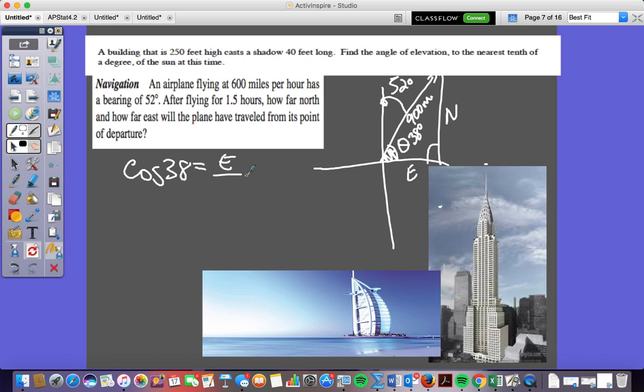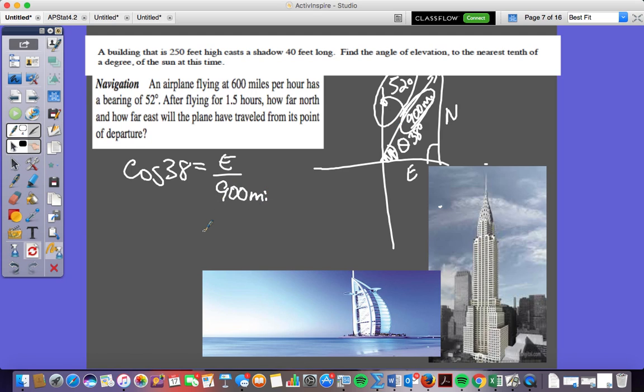So these are the angles. I know it's kind of weird up here. This is the angle here. This is the hypotenuse, that 900. Do you know why that's the case? Yeah, because it said it went 600 miles per hour. So if I go 600 miles every hour, as a plane, and I go for 1.5 hours, that means I have 1.5 of it, which would be 900. So it's traveling 900 miles, which would be my hypotenuse.